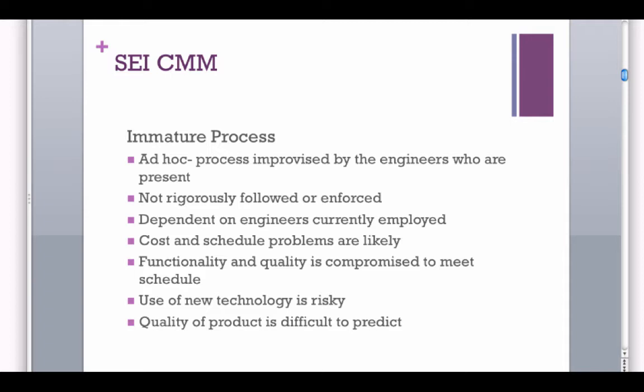Okay? Another sign of an immature process is they have a process, but it's not rigorously followed or enforced, meaning we have this nice process manual that somebody spent a long time gathering all of this knowledge for, and they put it in this notebook, and this notebook is sitting on the shelf. Nobody even has read it or follows it. Okay? That's surely a sign of an immature organization.